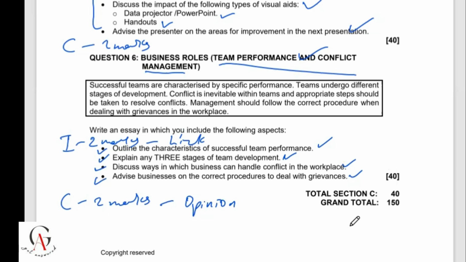So now the conclusion: businesses must use the characteristics of successful team performance when evaluating their teams. It is advisable that businesses must take note of the stages involved in team development in order to guide and support their team members. So now grade 12.